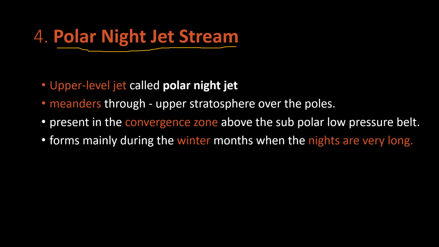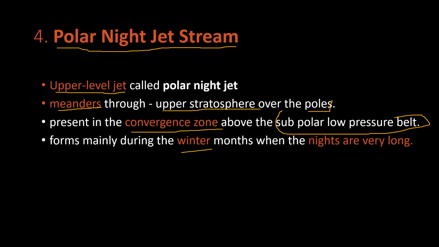Polar night jet streams are upper level jets. These meander through the upper stratosphere over the poles. They are present in the convergence zone above the subpolar low pressure belt. They occur mainly during the winter season, when the nights are very long and the days are short.